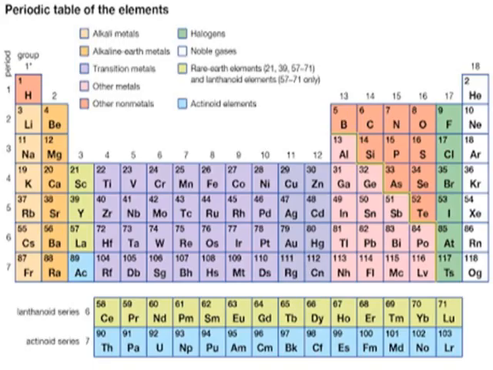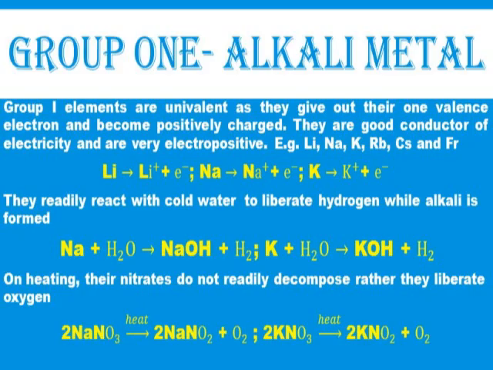In the periodic table here, we have the group 1 elements and the group 2 elements. We have group 3, group 4, group 5, group 6, group 7, and finally group 8. We shall be giving attention to group 1, group 2, and group 3 in this video. Then in the next class, we shall be looking at the remaining groups. Now let's go to group 1. Group 1 elements are otherwise called alkali metals.